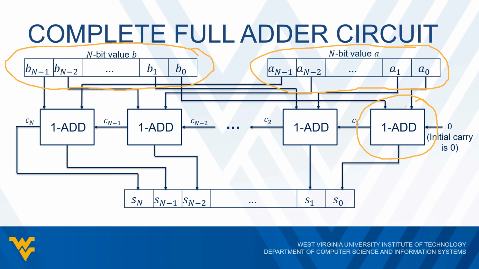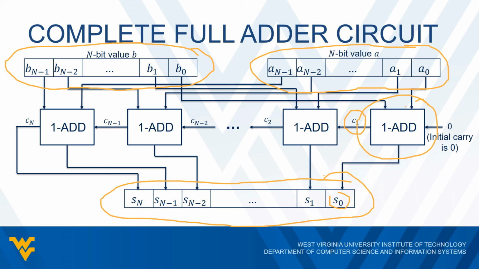And the output is going to be S0, which is done down here, which, by the way, this whole thing right here is the resulting sum of A and B. And then we also have C1, which in this case would have been CI plus 1. That's going to be our carry bit that gets sent as input to the next 1-add circuit. So we just repeat this for each column when we add the respective digits of A and B.